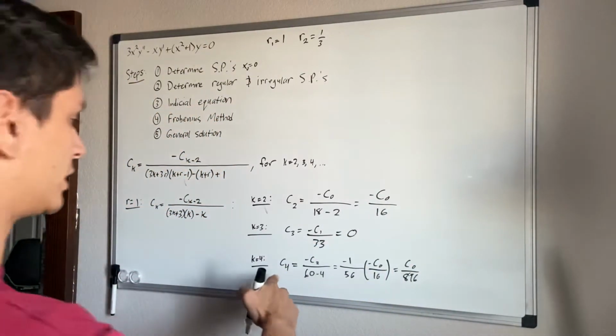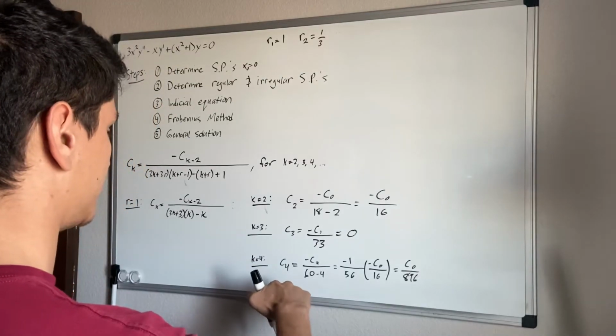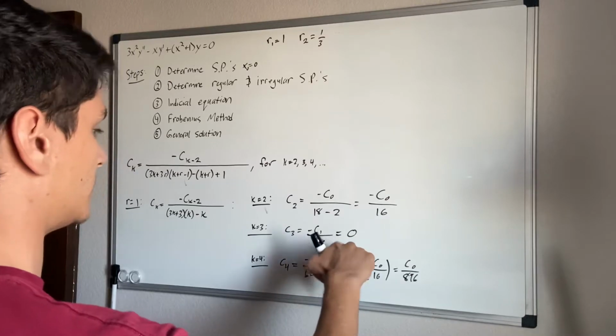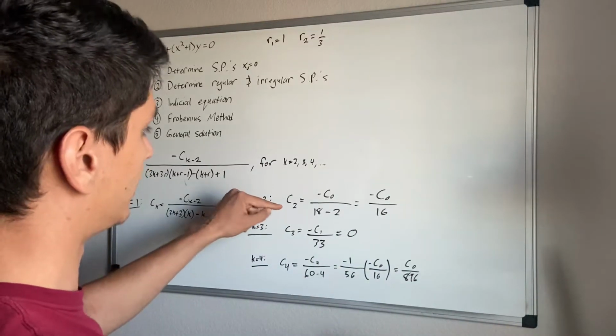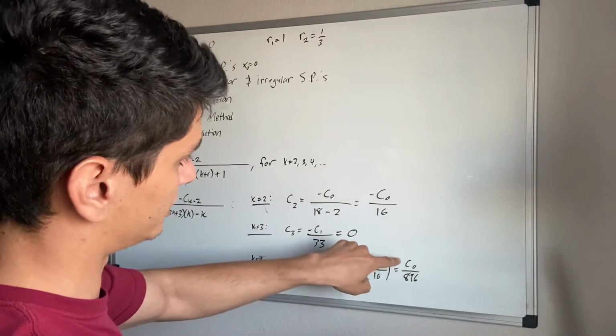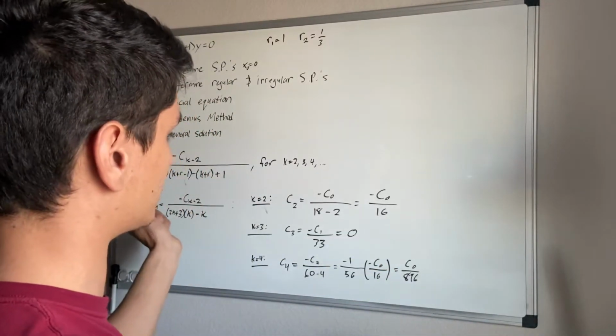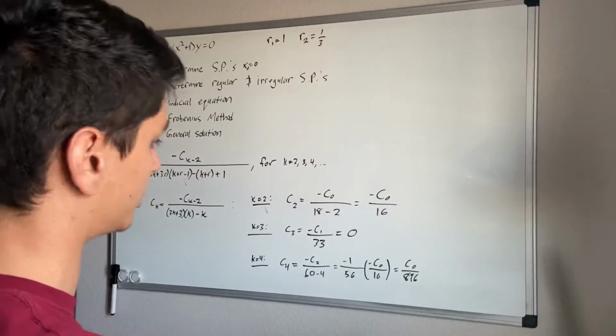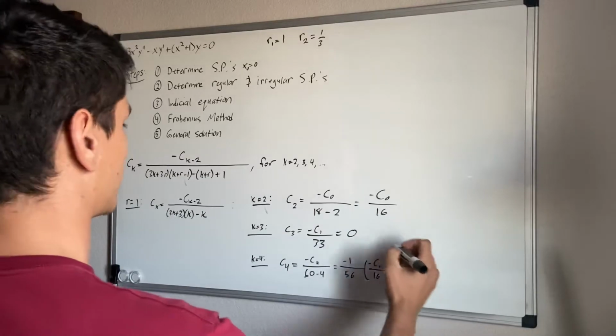And whenever we go to c sub 5, c sub 5 is going to equal negative c sub 3, which is 0. So the pattern is going to be every even subscript is going to equal a number times c sub 0. So we're going to factor out the c sub 0. And then every odd subscript is going to equal 0 because c sub 1 equals 0. So that's enough terms for now.